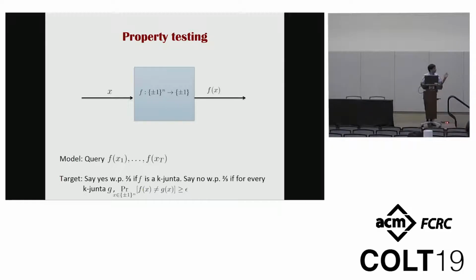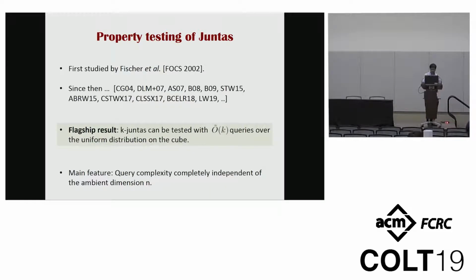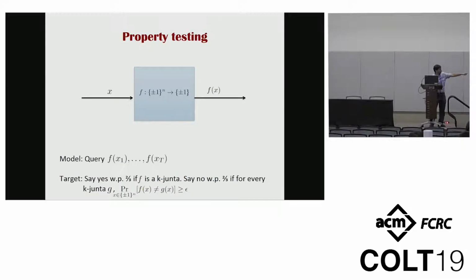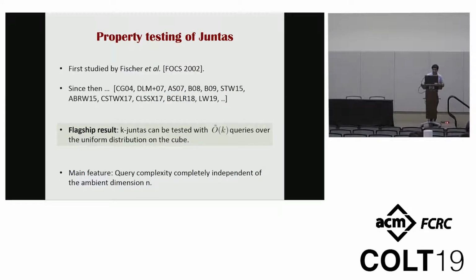Okay. And so property testing of juntas has been a very fruitful line of research in complexity. And maybe the flagship result here is that k-juntas can be tested with almost order k queries when you're measuring this distance according to the uniform distribution on the cube. So what I want to say is that when you're saying that f and g are far, you're measuring the distance according to the uniform distribution on the cube. Every point is equally weighted. And the key feature I want you to take away is that the query complexity is independent of the ambient dimension n. So if you are trying to say your function depends on one variable, then the query complexity just depends on one, not on n.